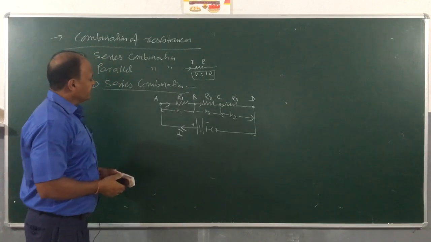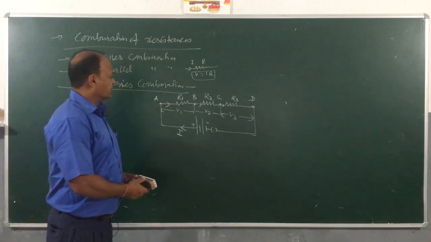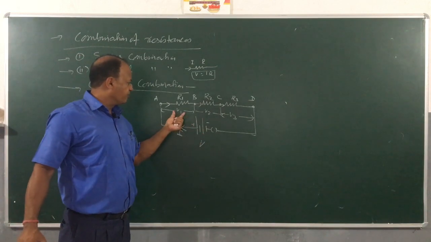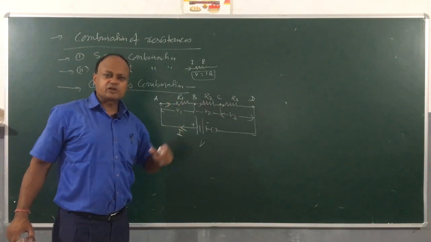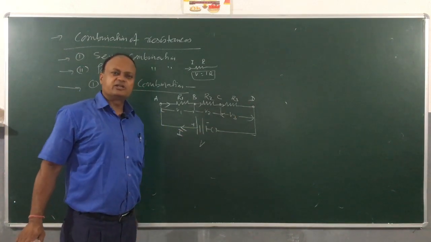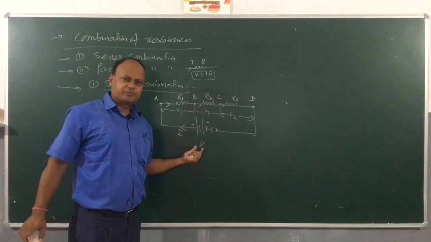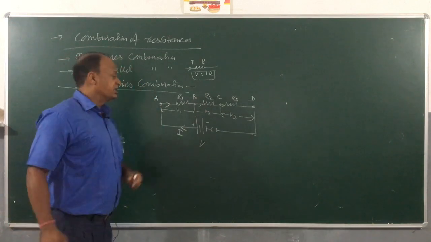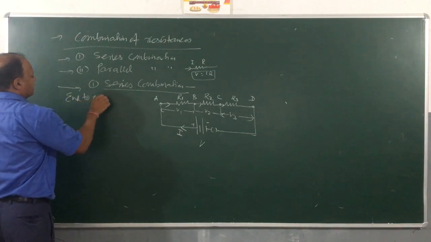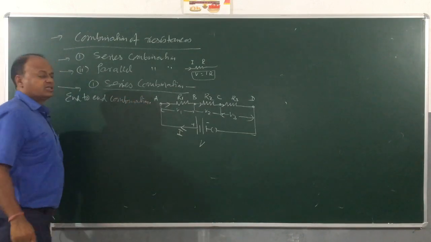Now children, if I ignore the potential drop in these wires, then I can say that if I am applying a potential difference V from the battery, then V will be equal to V1 plus V2 plus V3, right. This is an approximation. We are actually ignoring the potential drop in the wires. So if I ignore that drop, then V1 plus V2 plus V3, and so on, will be equal to the applied potential difference, right. So this end to end combination is called series combination.